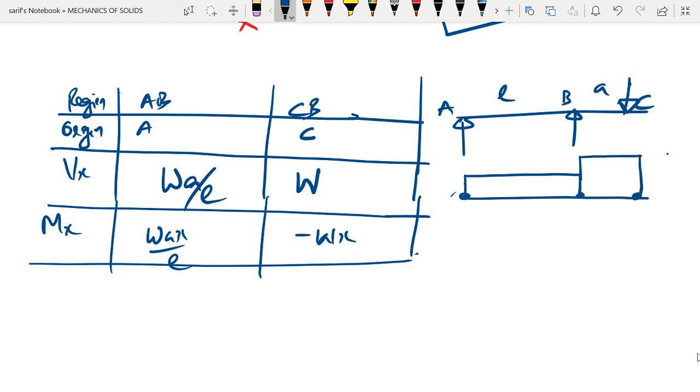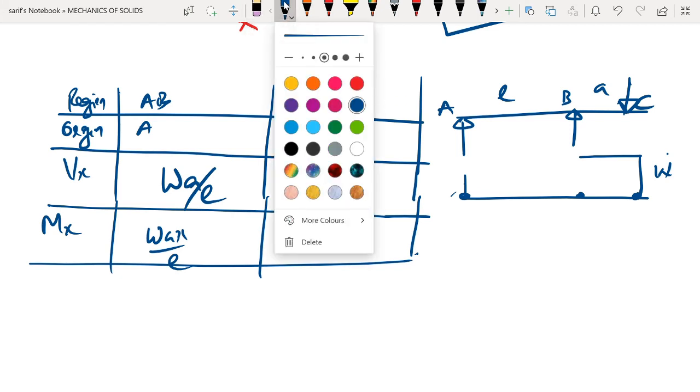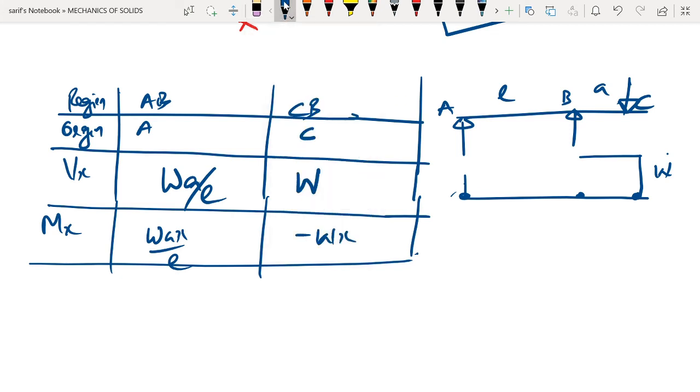And in this region it is W. So shear force is W here and shear force is WA by L here. So if we go here, this will be the shear force. It is W in the region BC and it is WA by L in this particular region.